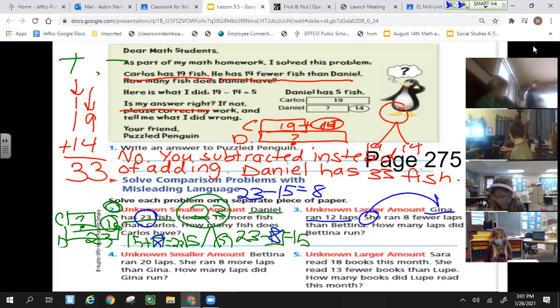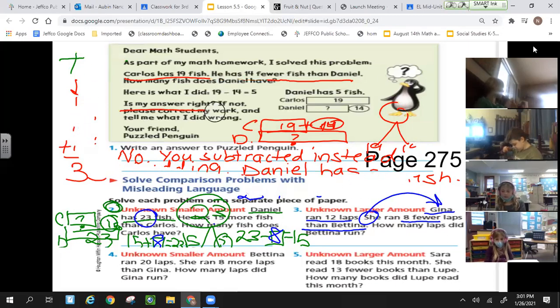Gina ran 8 fewer laps than Bettina. How many laps did Bettina run? Okay, first we have to figure out who ran more, Bettina or Gina? Josh, what do you think? I think Gina ran more. Why do you think Bettina ran more laps?